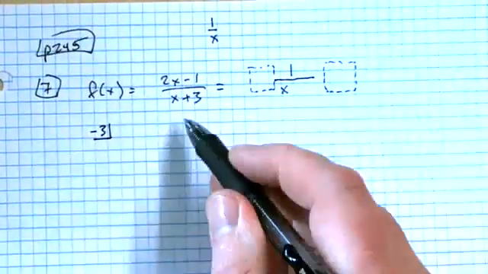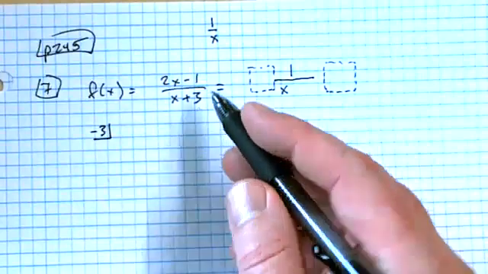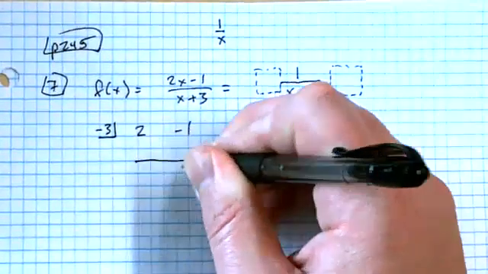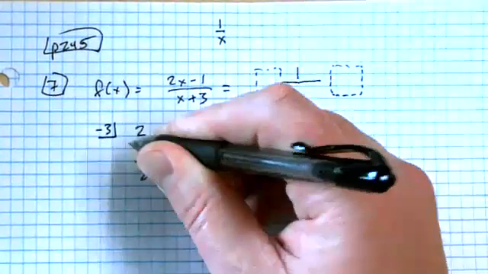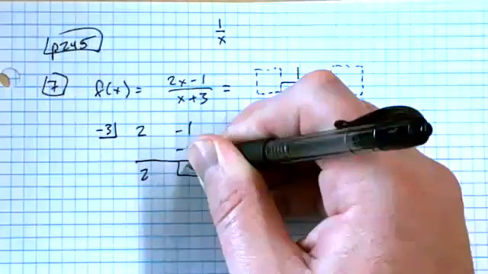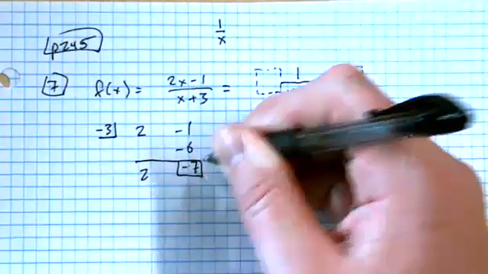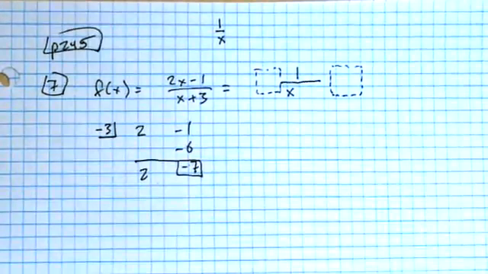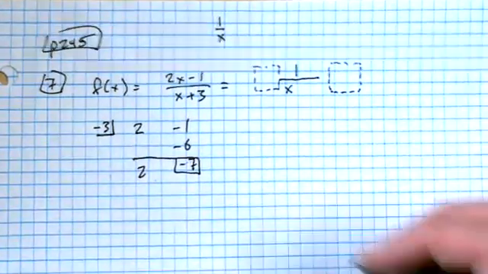So -3 would go in the box because we're dividing by x plus 3. My coefficients are 2 and -1. So this is going to be a quick one. 2 times -3 is -6. And we get -7 for our remainder. So far, so good.